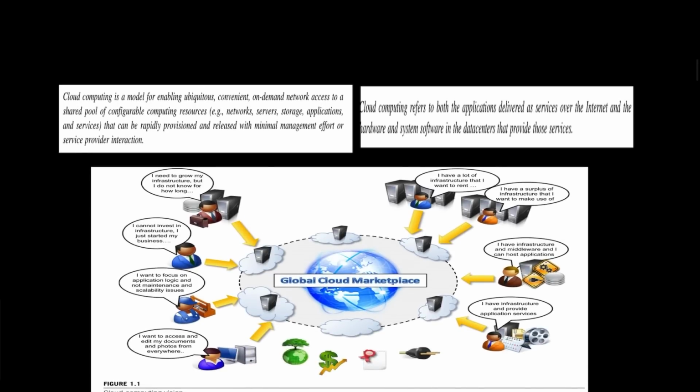Here we have textbook definitions. These two are the textbook definitions. Cloud computing is a model for enabling ubiquitous, convenient, and on-demand network access to a shared pool of configurable computing resources. These are all the examples which can be rapidly provisioned and released with minimal management effort or service provider interaction. One more definition says cloud computing refers to both applications delivered as services over the internet and the hardware and system software in the data centers that provide these services.